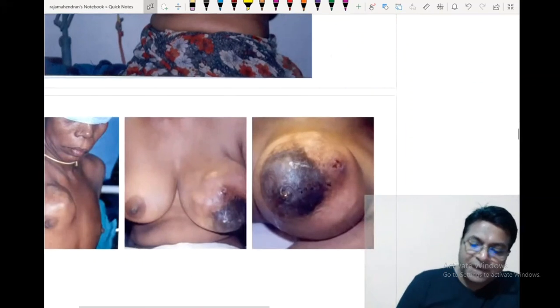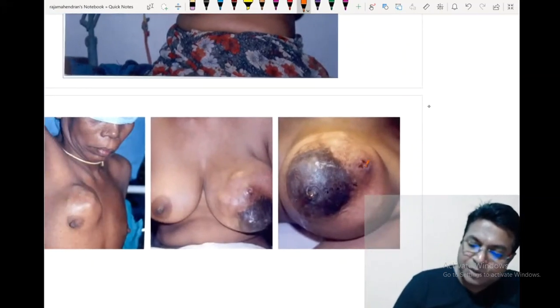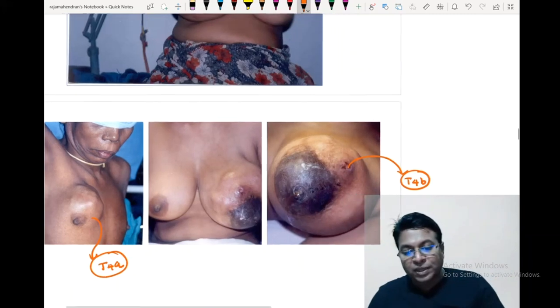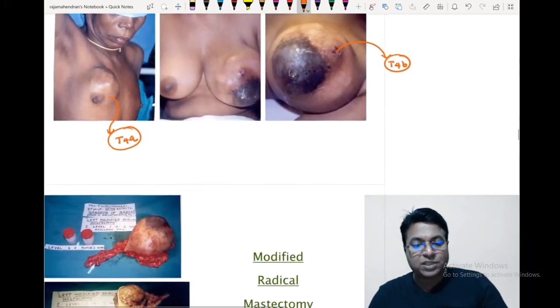These are the patients who are having skin ulcerations. Can you see the ulcerations? They come under T4B. This lady is having a chest wall involvement, that is T4A. So like that you should know the T4 staging. Usually they ask questions from T4.